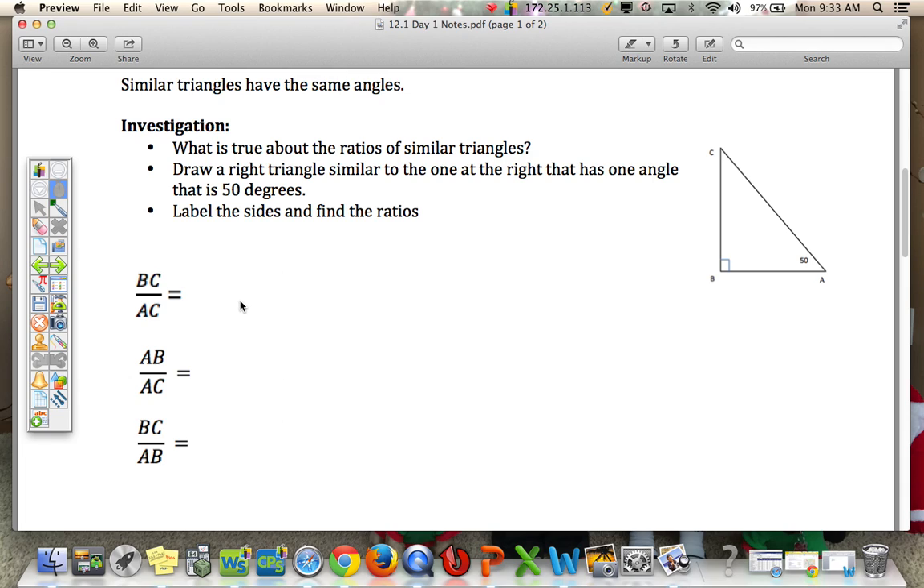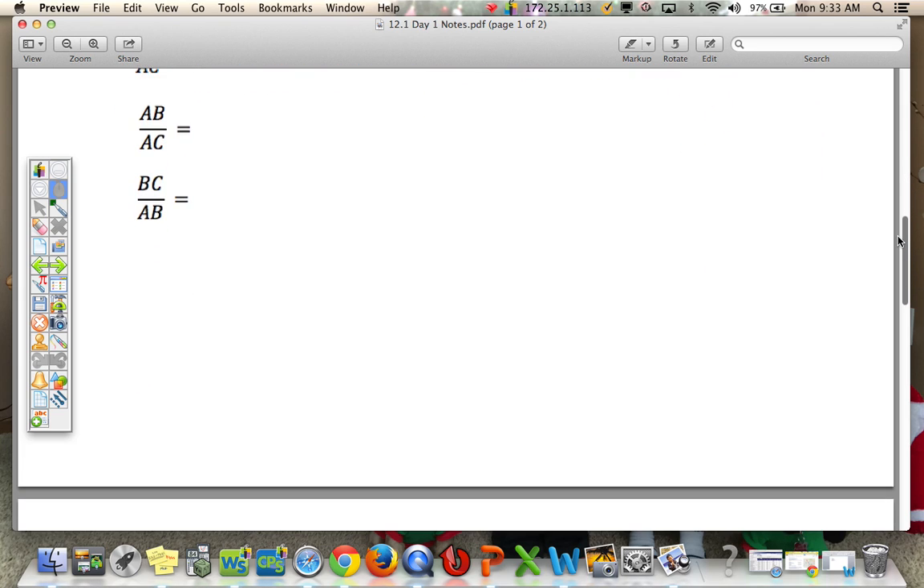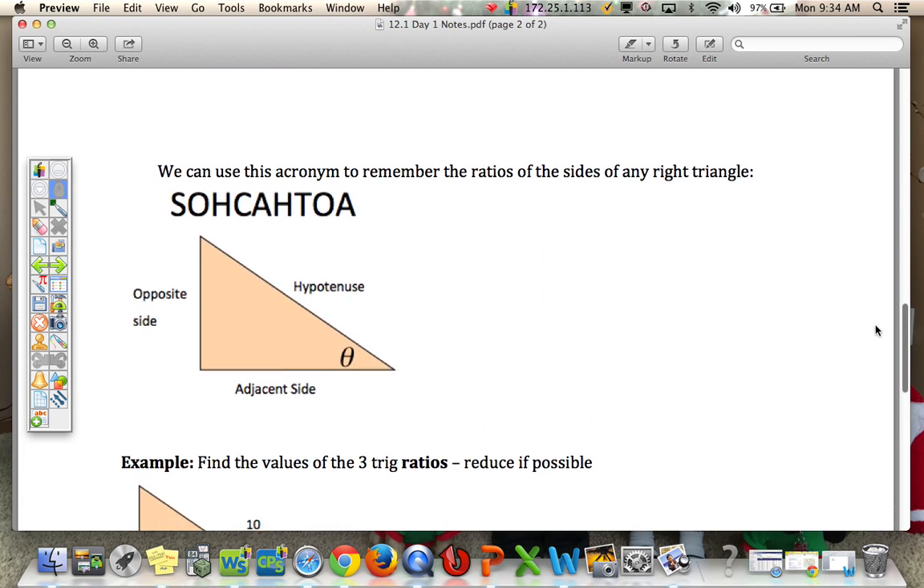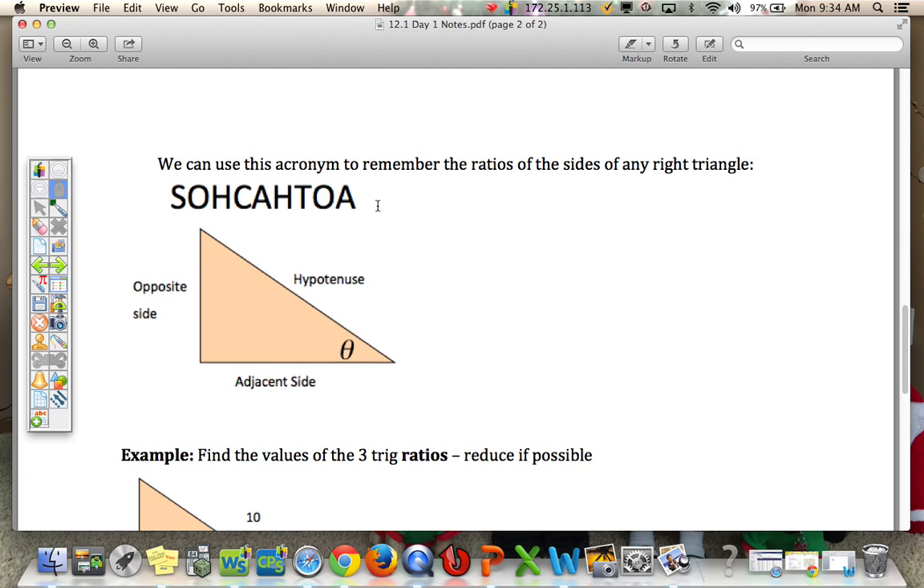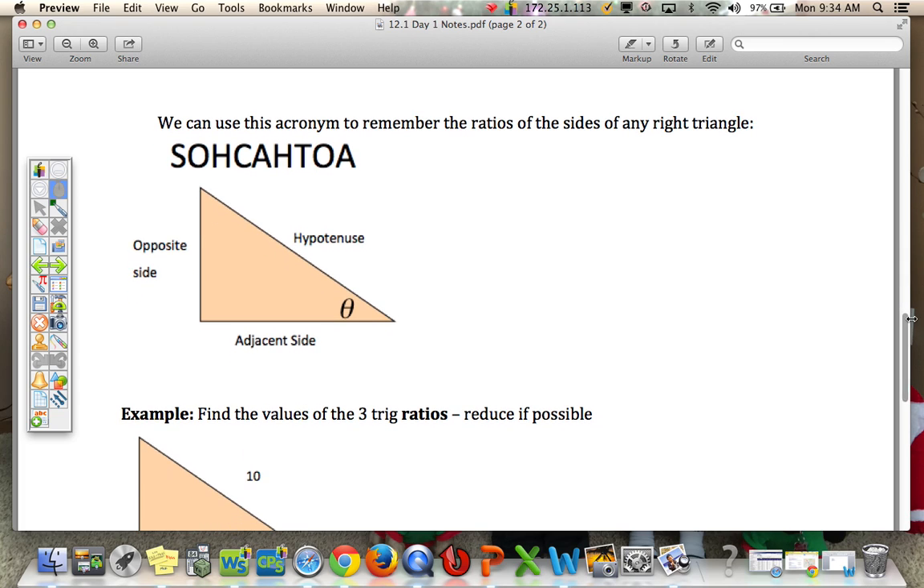And in class we do this and we compare ratios with everyone else in class, and you'll find that even if the sides are different lengths, if the angles are the same, if they're similar, our ratios are the same. And so we can use that to define trig functions. Here's the acronym we can use to remember the ratios of the sides of any right triangle. SOHCAHTOA. Here's what it stands for, SOHCAHTOA.